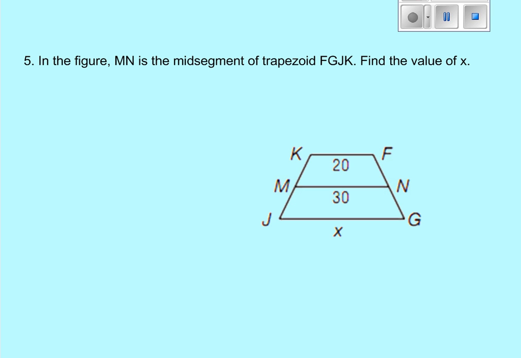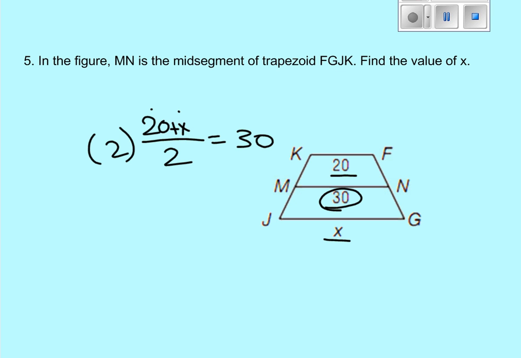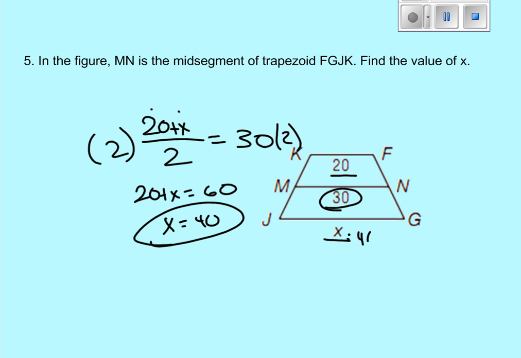All right, MN is the midsegment. Find the value of x. So this time they give you the midsegment. They give you one of the bases, figure out the other one. So what they're saying is this, 20 plus x, top base, bottom base, divided by 2, it's going to equal 30. So a little bit of algebra. X equals 40. That means this had better equal 40.